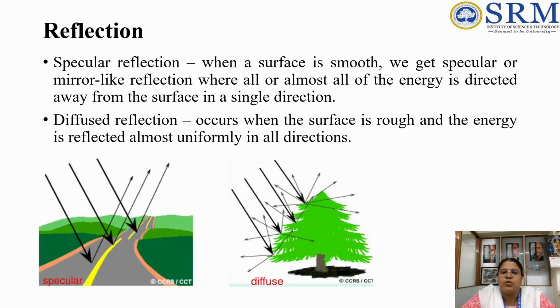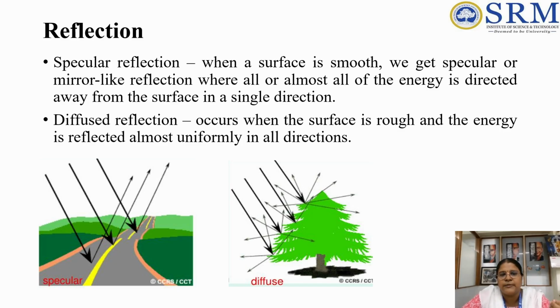So what type of reflection will happen? Once the interaction is happening with the earth surface, that is, when it is focusing on any one of the targets, for example, if it is a road surface, the surface will be smooth. So at that point, the reflection will be a specular reflection.